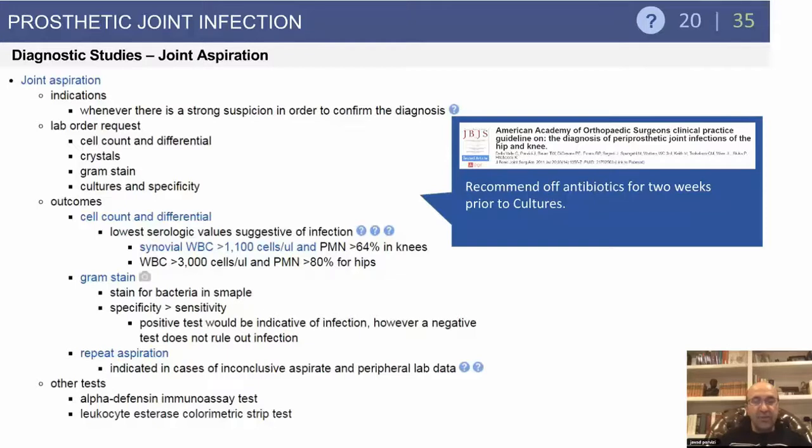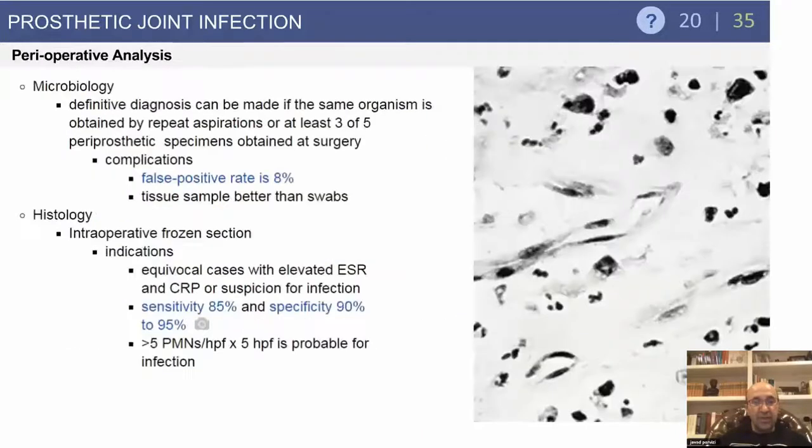And if you have aspirated the joint and you did not obtain any fluid or adequate fluid, the best is to re-aspirate the joint on another occasion. Microbiology, definitive diagnosis can be made if the same organism is obtained from the culture or the tissue.